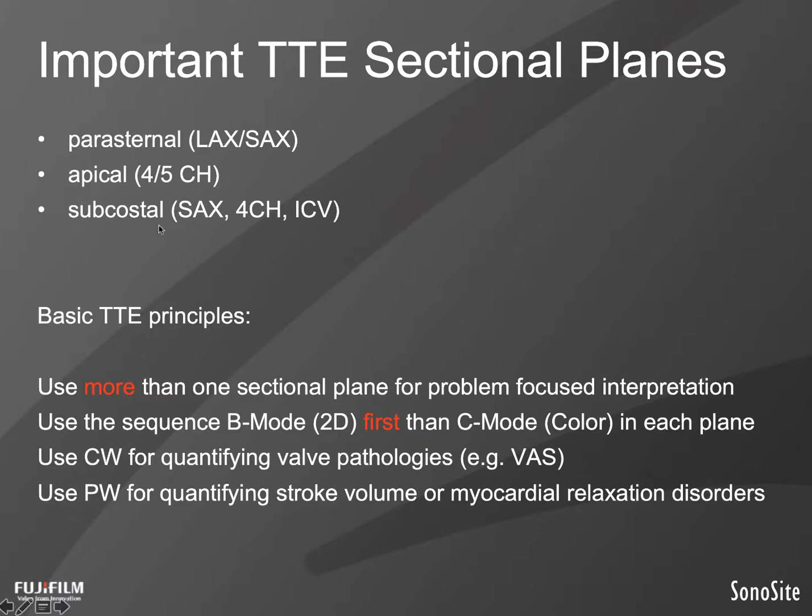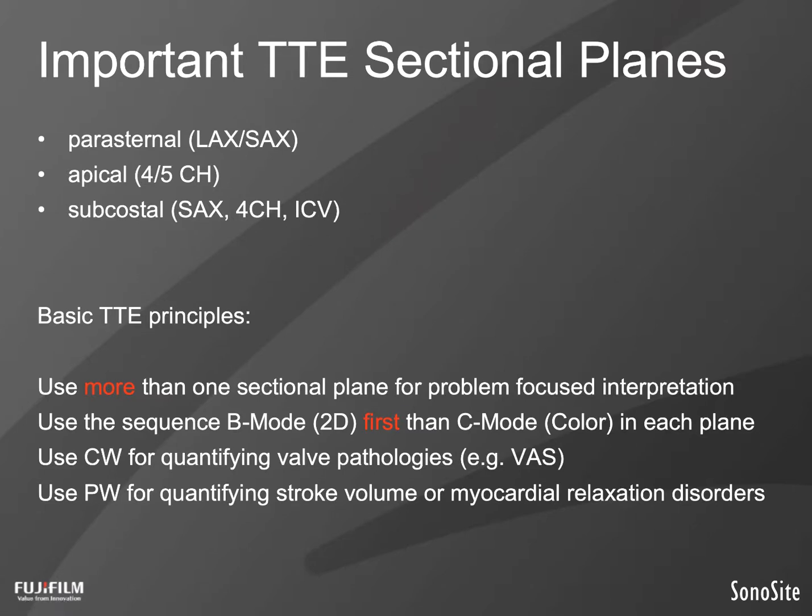And finally, the subcostal views. With the marker heading to the left shoulder, you can access the 4-chamber view. By turning 90 degrees towards the right shoulder, you can access the short axis view. And by swiping a little bit towards the left shoulder, you can access the inferior vena cava.